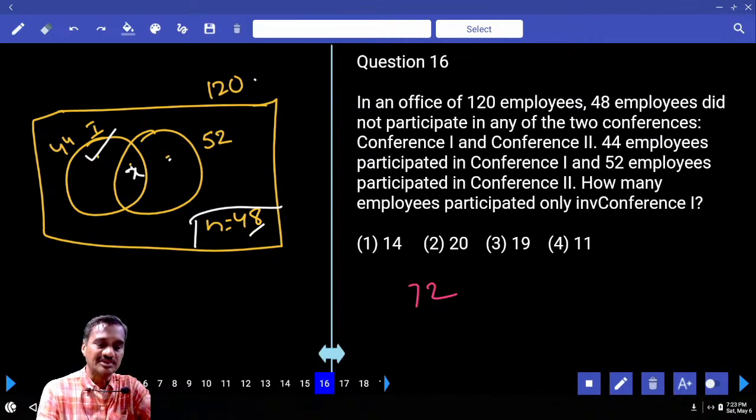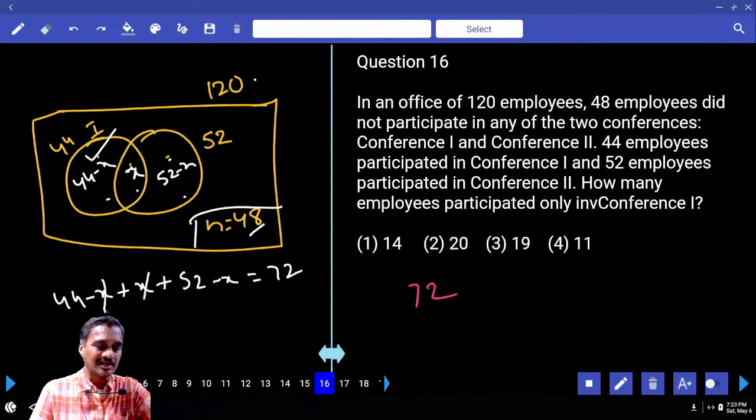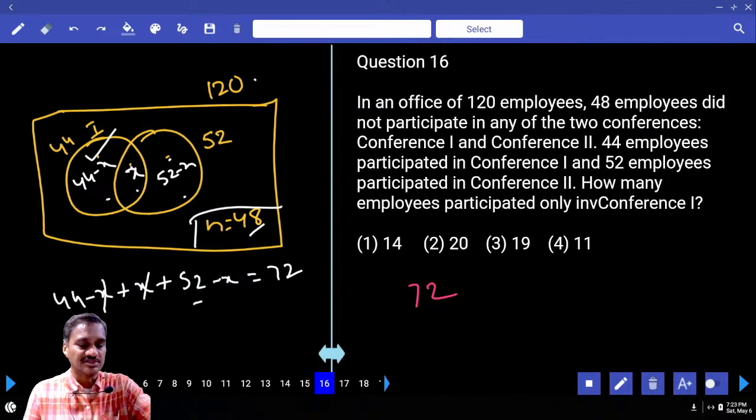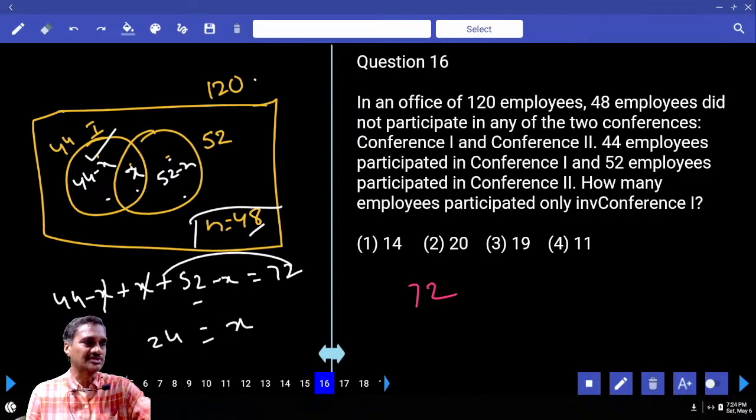Now if you take the common intersection as x, this becomes 44 minus x, and this becomes 52 minus x. Now these three must equal 72. 44 minus x plus x plus 52 minus x must equal how much? 72. The x and x will get cancelled. 44 plus 52, how much is that? 96. 96 and 72. 96 minus 72 is 24. Minus x will become plus x. Hence there are 24 employees who participated in both.